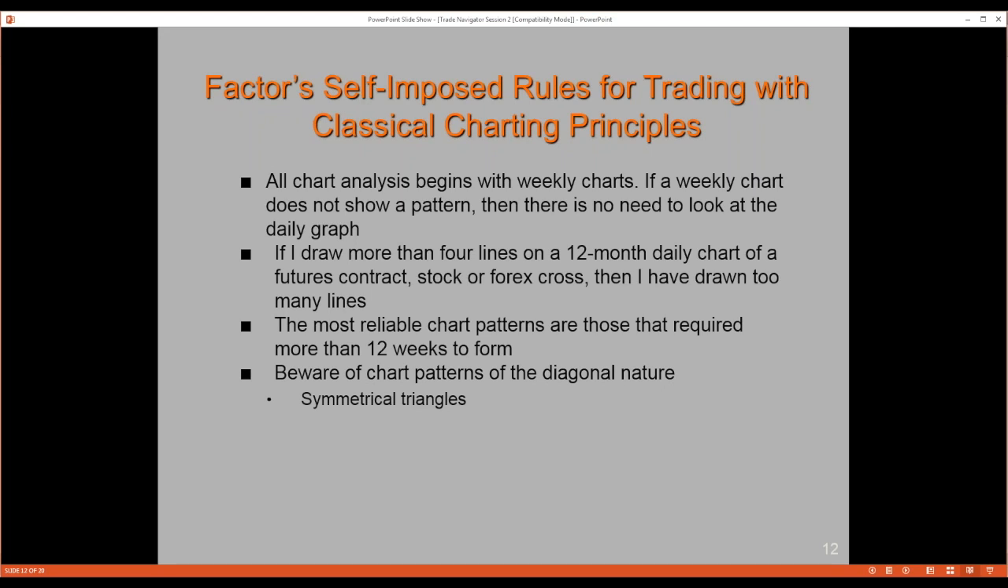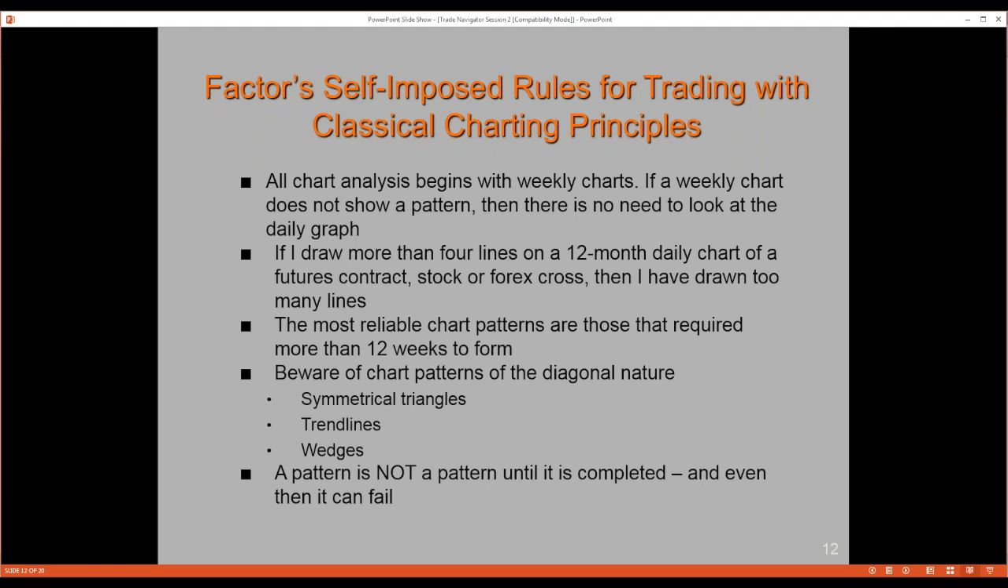Examples of diagonal chart patterns would include symmetrical triangles. It would include trend lines. I don't use trend lines. Now I know some traders who make money trading trend lines, and so I want to give them the nod and say congratulations, you can do it. But in my own way of thinking, you give a chart book, a ruler, and a pencil to an ape, and you come back a day later, he's probably going to have drawn some line that makes sense. A wedge, falling wedge, rising wedge, these are diagonal patterns. Beware of diagonal patterns. And then finally, a pattern is not a pattern until it's completed.